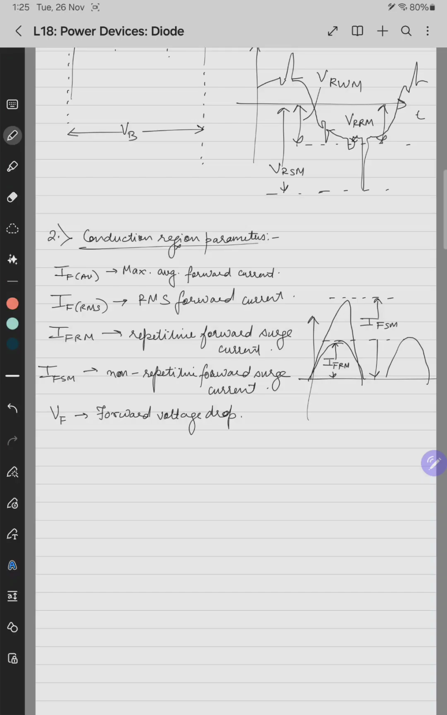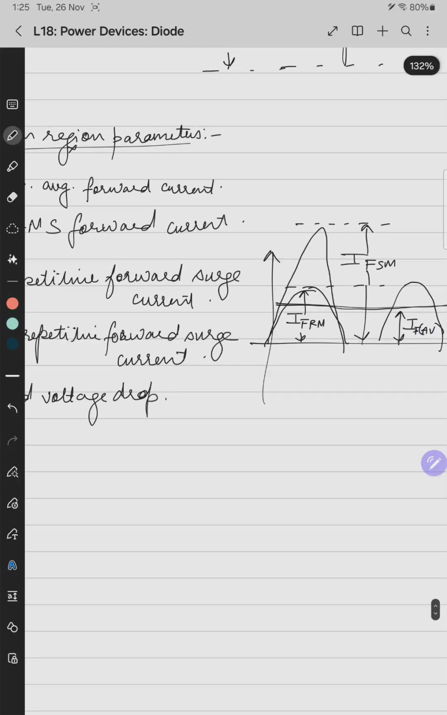AV means average, RMS means this value. So it has some average value. This is called IF(AV) in bracket, and the RMS value of it is called IF RMS.